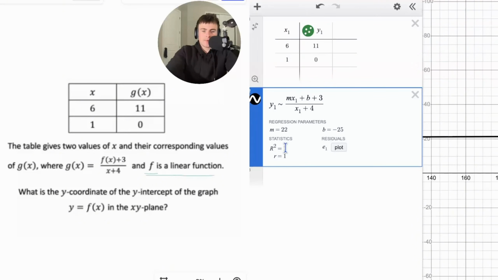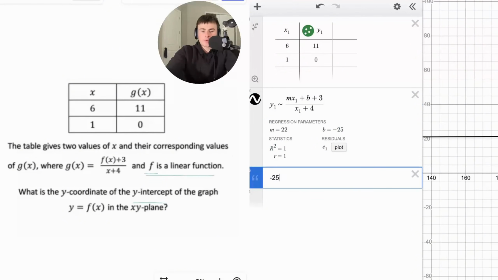And this is always reassuring that you have r squared equaling 1. But second, m and b are both integers. And we're looking for the y-intercept of f of x. This is very convenient because b is just your y-intercept of your slope-intercept form, right? So if b is your y-intercept of a line, then f of x, the y-intercept is just negative 25. So the answer is negative 25.